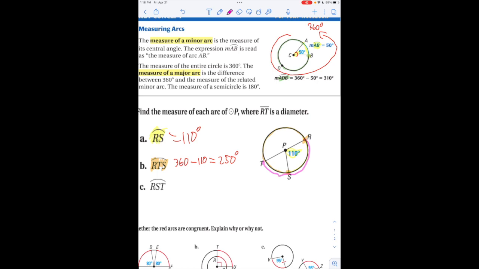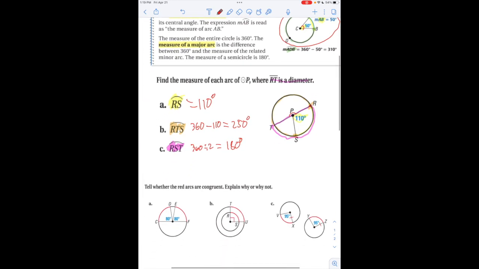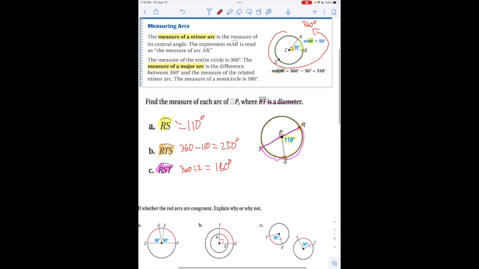Now I do notice that RT is a diameter. And so I see that this is halfway around my circle. However I think about it, 360 divided by 2 is going to be 180. A semicircle like this is, again, my central angle. This central angle is a straight line. We know that straight lines have angles of 180 degrees. But because this is my diameter, it cuts the circle in half. So I'm going to say that it's half of my circle, which is 180.